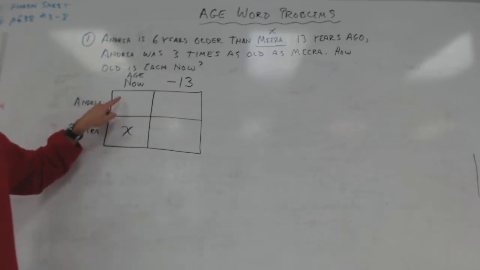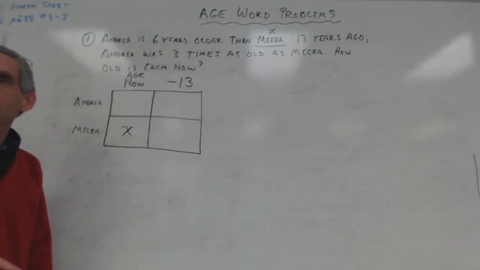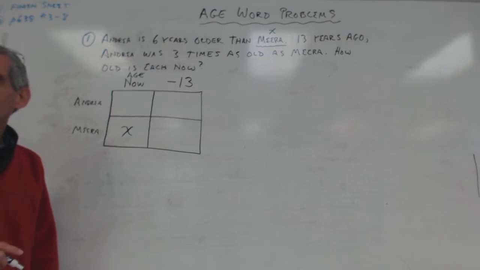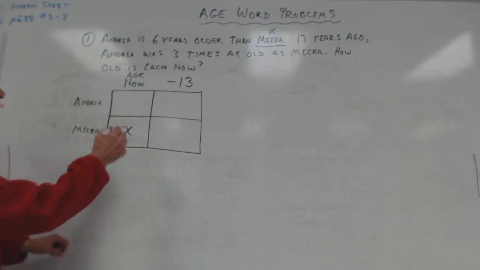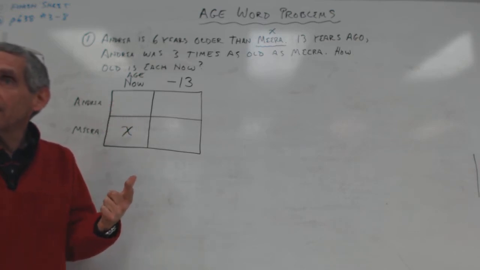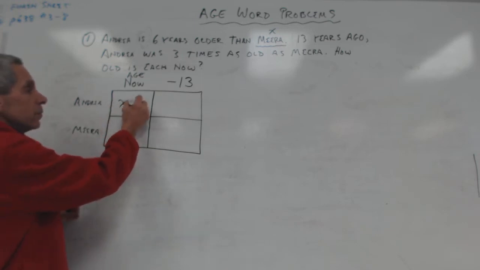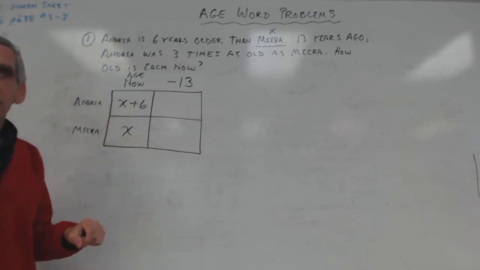Now, how would I write Andrea's age? She is 6 years older than Mira. So X plus 1 or X plus 6? X plus 6. Yeah, that makes sense, right? 6 years older than Mira, 6 years older than X is X plus 6. Beautiful.